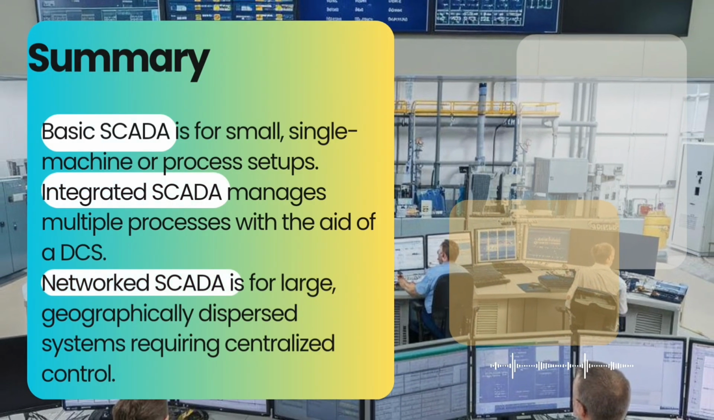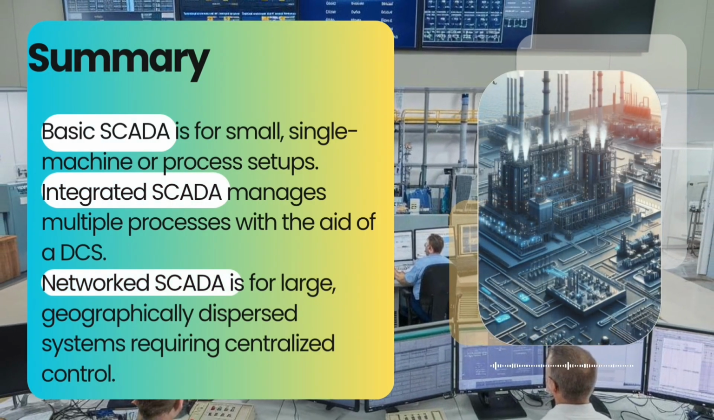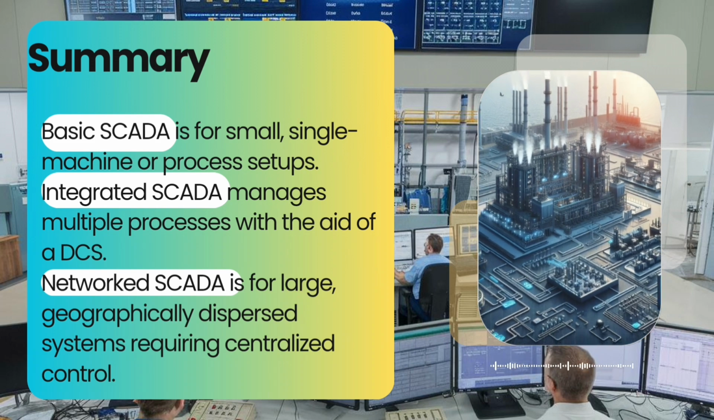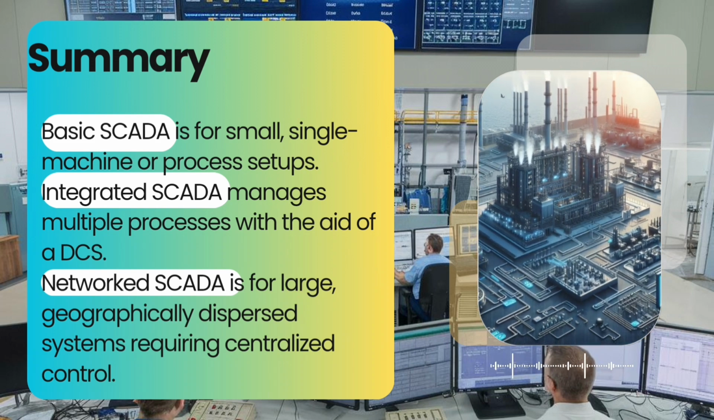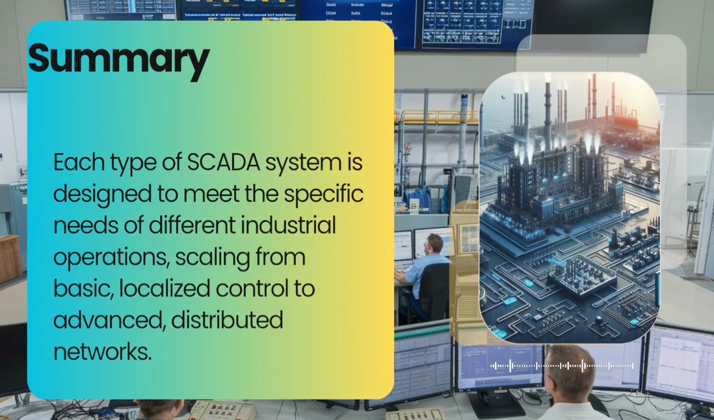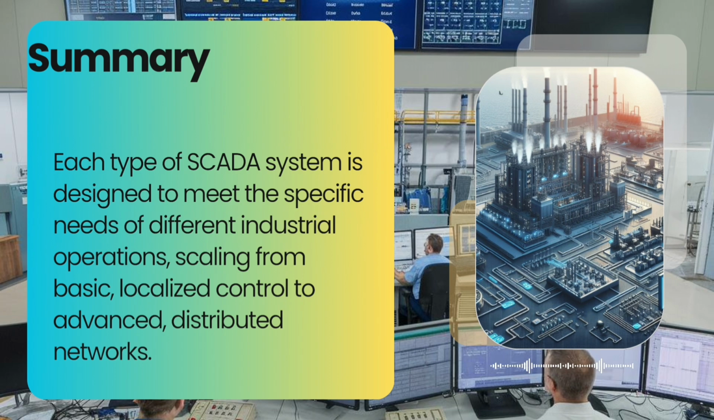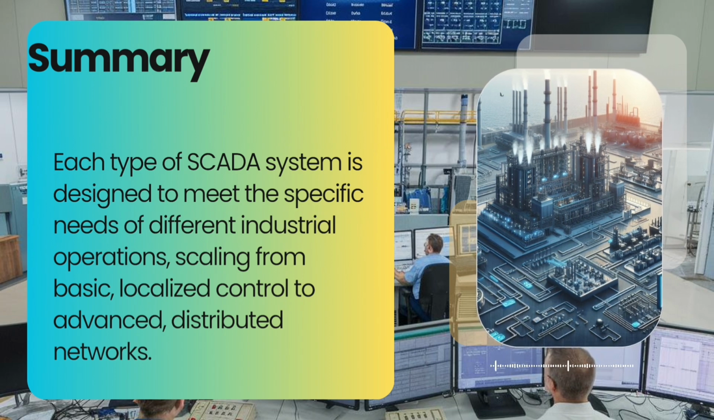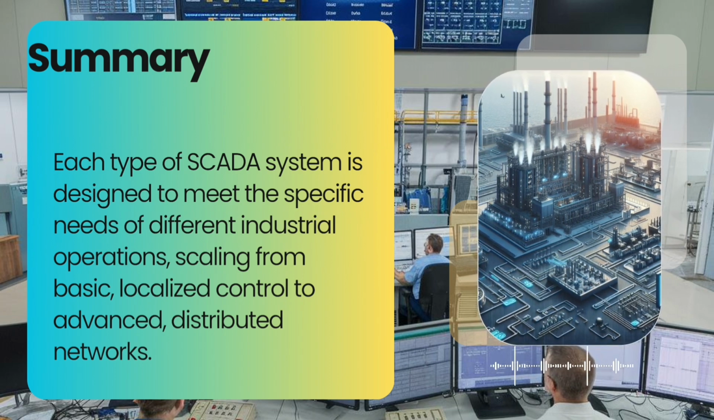Summary. Basic SCADA is for small, single machine or process setups. Integrated SCADA manages multiple processes with the aid of a DCS. Networked SCADA is for large, geographically dispersed systems requiring centralized control. Each type of SCADA system is designed to meet the specific needs of different industrial operations, scaling from basic, localized control to advanced, distributed networks.